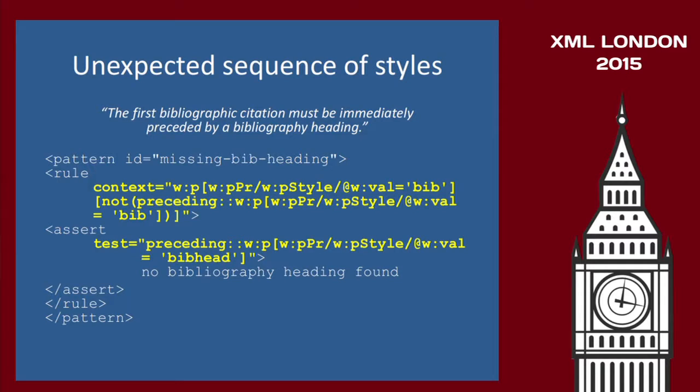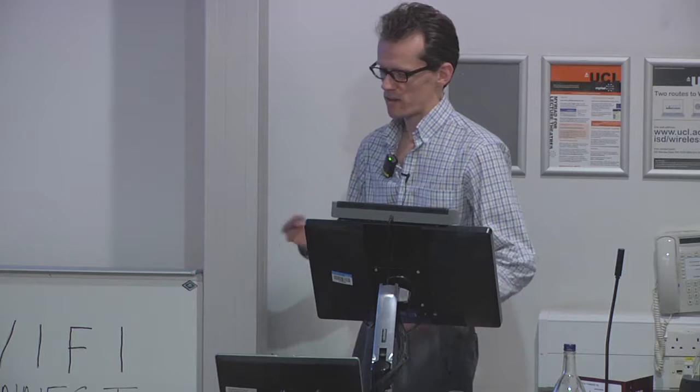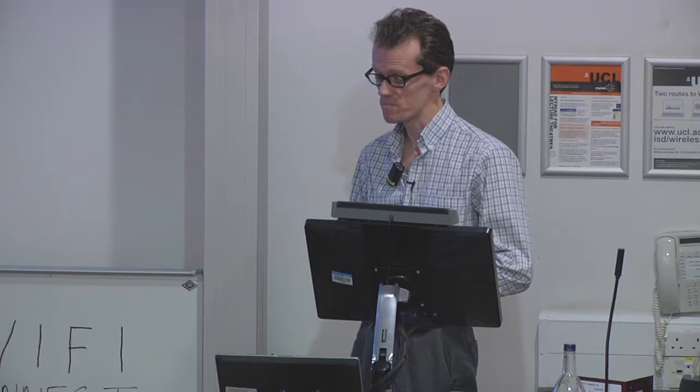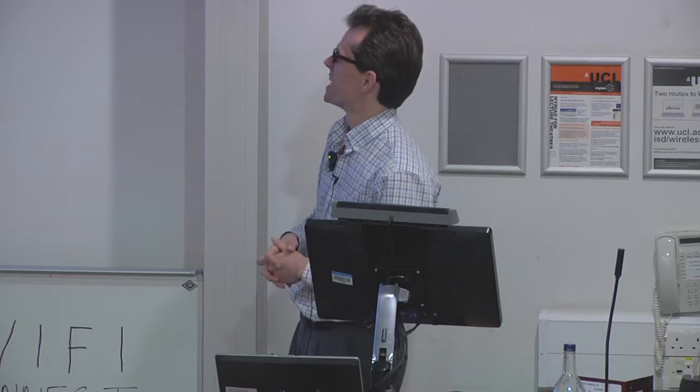So here, I'm just asserting that all the styles in the body of the document come from an expected list. This is not a very ambitious style sheet, I've only got 4 styles. So testing for unexpected styles is a common check. Again, if you want to infer structure from how the styles are ordered, this hones in on my missing bibliography heading. Here I'm looking at the first bibliographic entry and looking back for a preceding bib head.